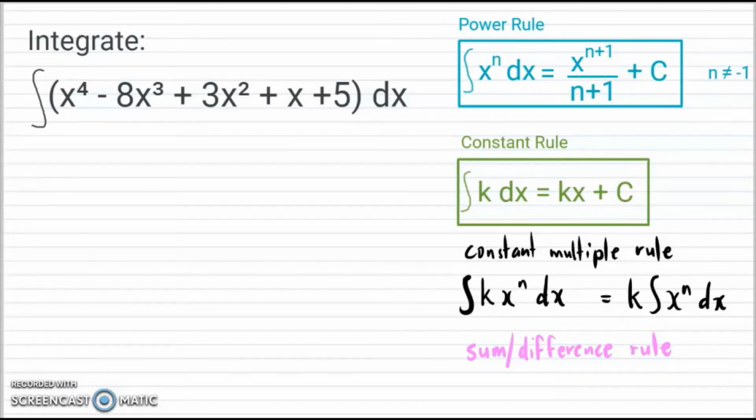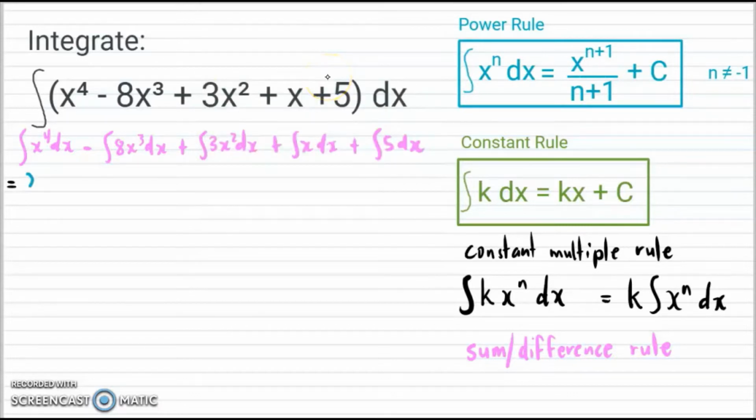Applying first the sum and difference rule, this is the same as finding the integral of x raised to 4 dx minus the integral of 8x cubed dx plus the integral of 3x squared dx plus the integral of x dx plus the integral of 5 dx. Now let's apply the appropriate rules for this. So for this first one, we will apply the power rule.